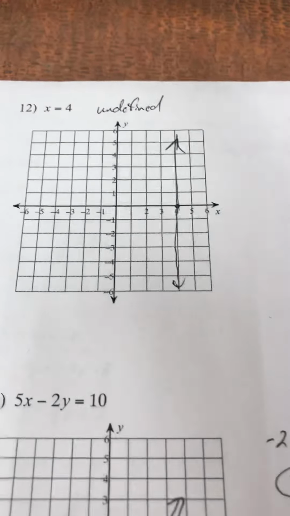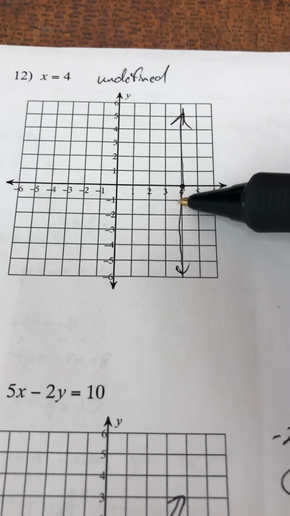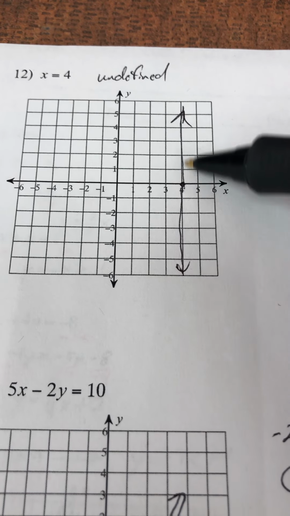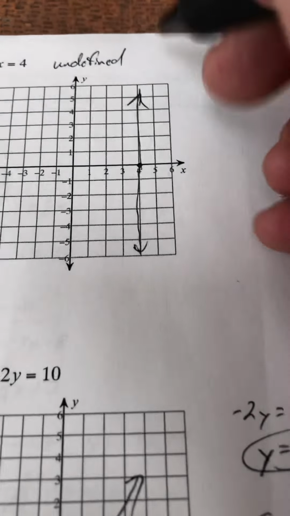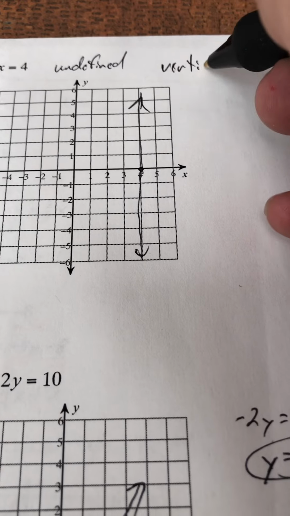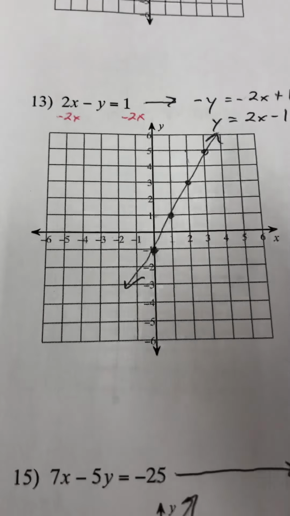Number 12 is actually a very easy one. You just go where x is always going to equal 4. So on every point on this line, x is going to equal 4. And that's called undefined. Whenever you have a vertical line, it's going to be undefined. Hopefully you're pausing this as I'm going through.